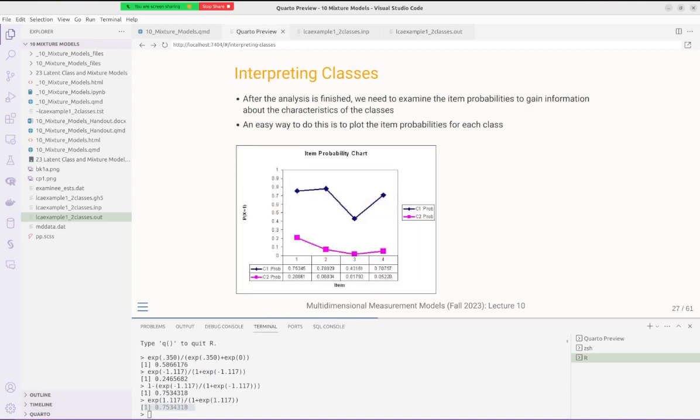We can actually plot this. Here I used Excel to plot this many years ago, but I'll just show you this right here. You can see this is the class-specific probability for class 1 for each item, and the class-specific probability for class 2 for each item. What sticks out to you from that plot? The first class had the highest probability at each item to have a correct response. Yes, for each one. So, what will we call this class? What does it mean to be in class 1?